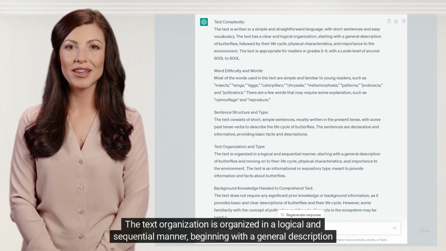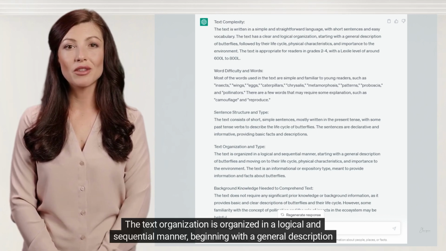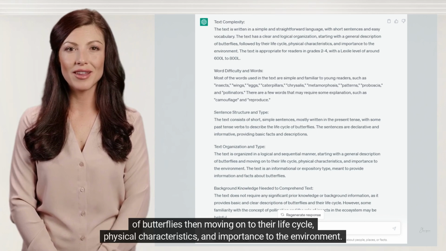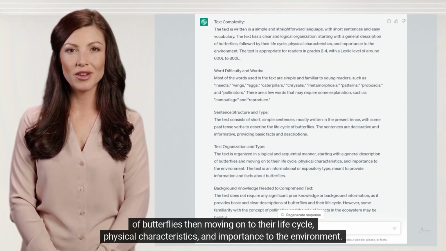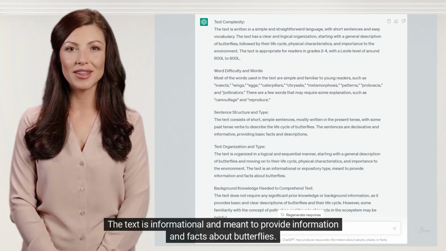The text is organized in a logical and sequential manner, beginning with a general description of butterflies, then moving on to their life cycle, physical characteristics, and importance to the environment. The text is informational and meant to provide information and facts about butterflies.